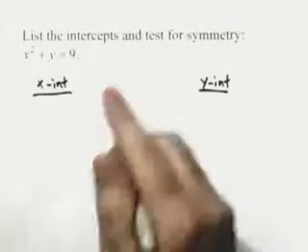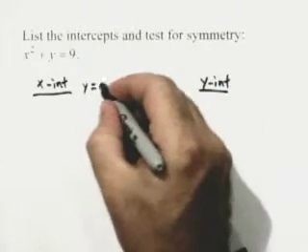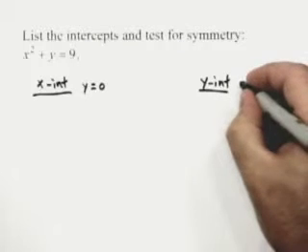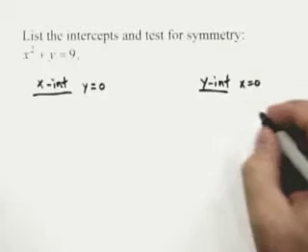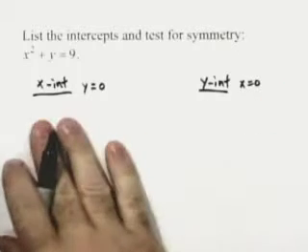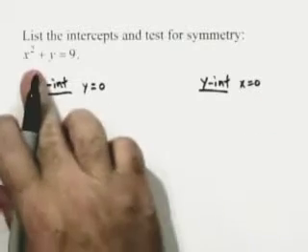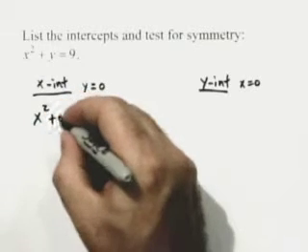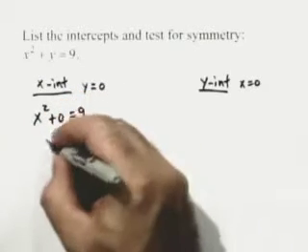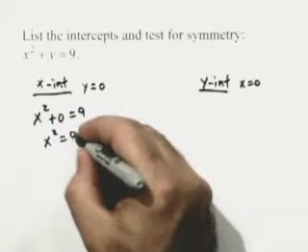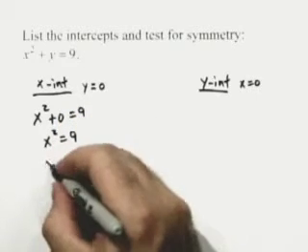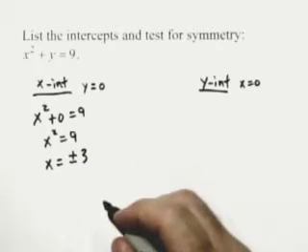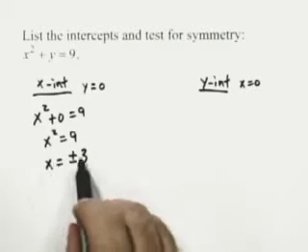To find x-intercepts, we'll set y equal to 0 and solve for x. To find y-intercepts, we'll set x equal to 0 and solve for y. To find the x-intercepts, we'll put in y equal to 0 in our equation. We'll have x squared plus 0 equals 9, where x squared is equal to 9. Solving for x, we'll get x is equal to plus or minus 3. So the x-intercepts are plus or minus 3.